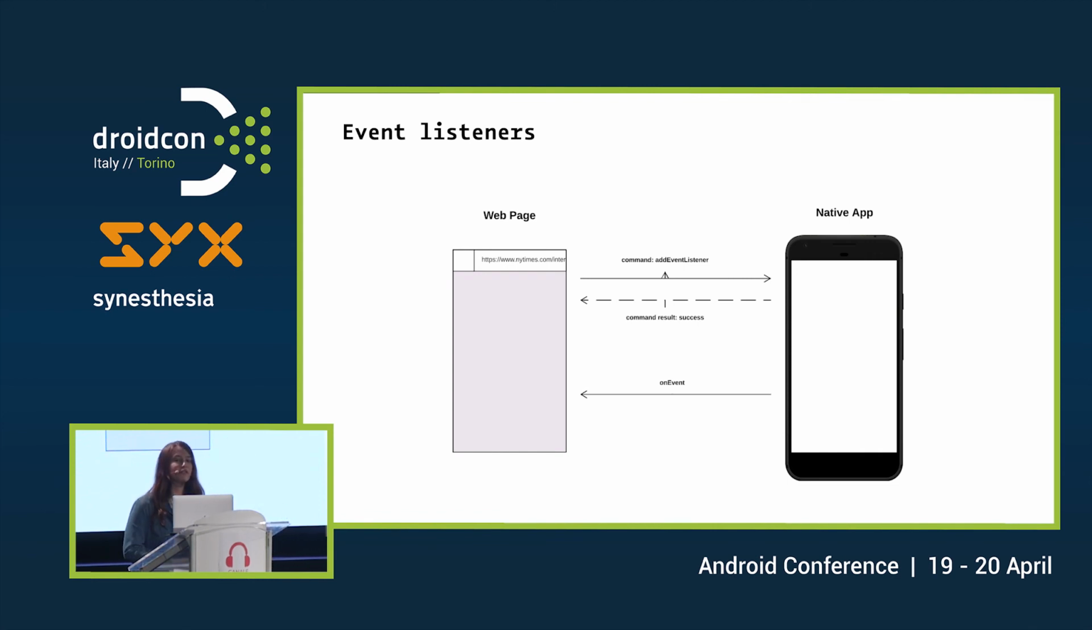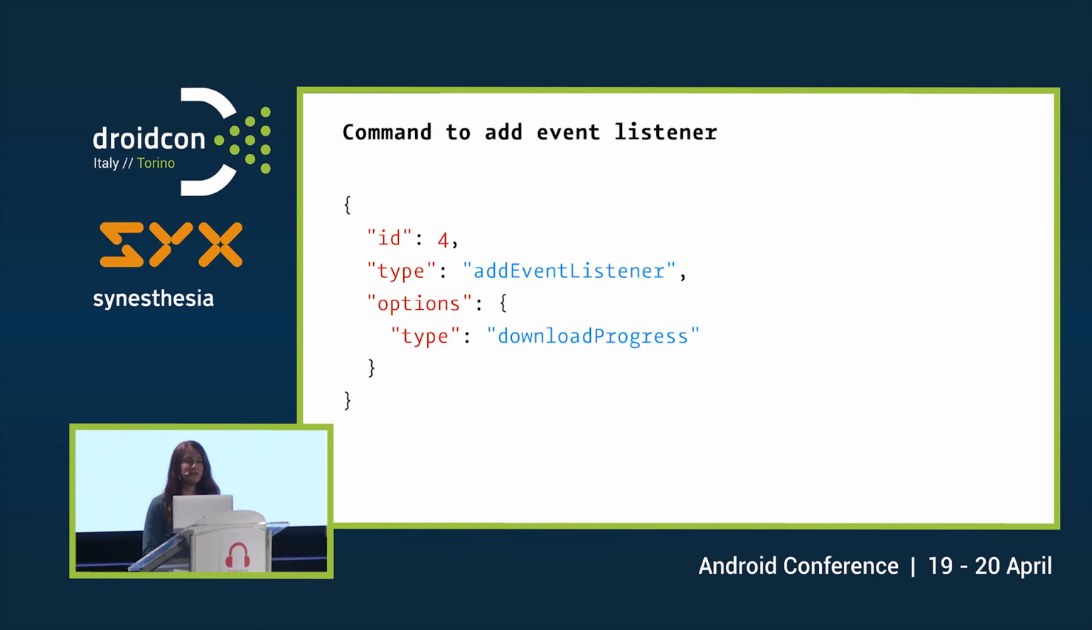This saves the web page from constantly polling for certain events. Instead, it can set a plane update listener and be notified by the native app, for example, whenever the ARCore session discovers a new plane. So to add an event listener, we do that through our normal command and result loop.